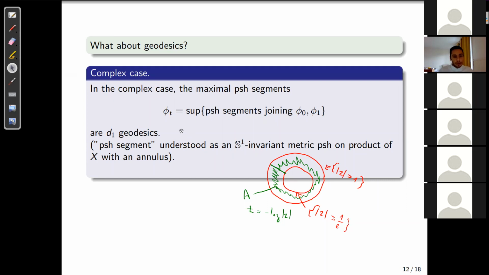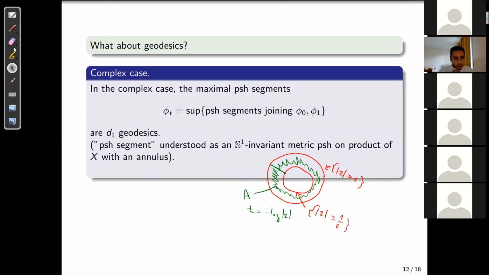And so we define a PSH segment to be something that is a PSH metric on a product of this annulus with X and S^1 invariant. And the PSH condition is essentially going to translate into being convex in this variable t.